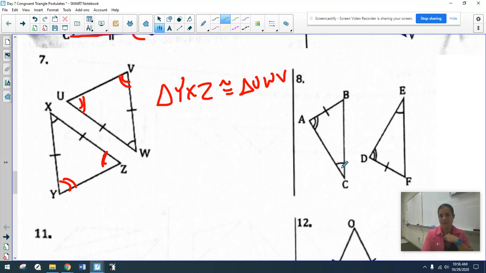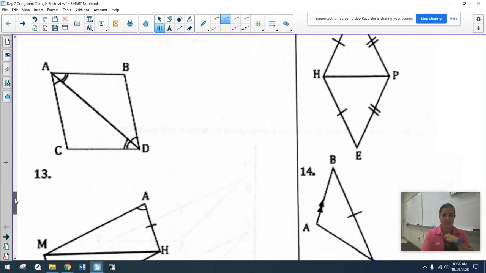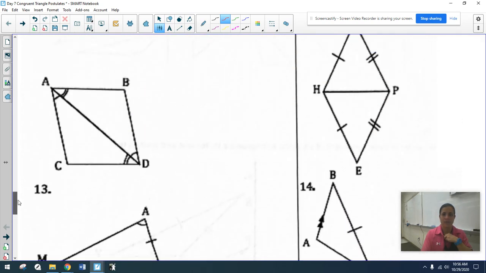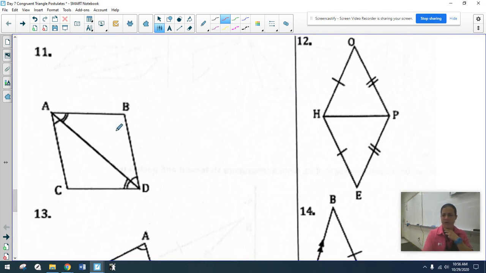Okay, this one's angle, side, so it works. I'm going to do CAB. And the other one would have to be EDF. Okay, I got a couple more. I'm just going to go through these. I'm going to go a little quicker on these.